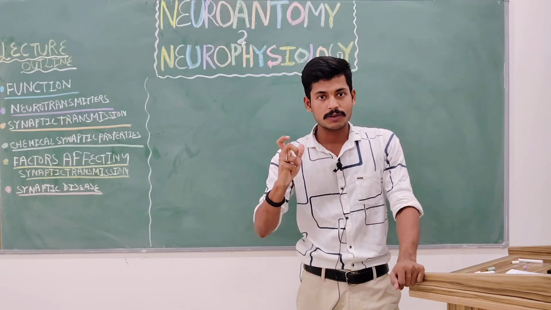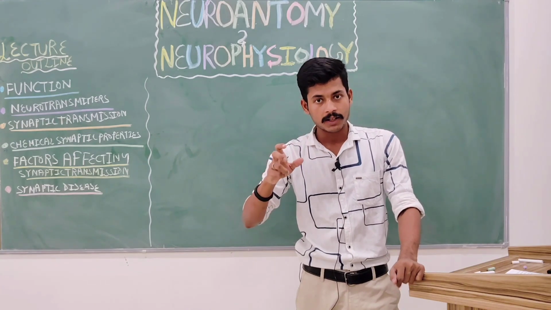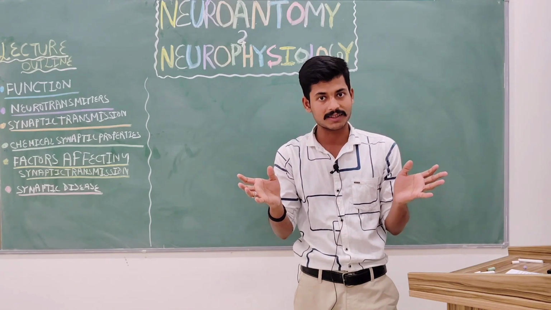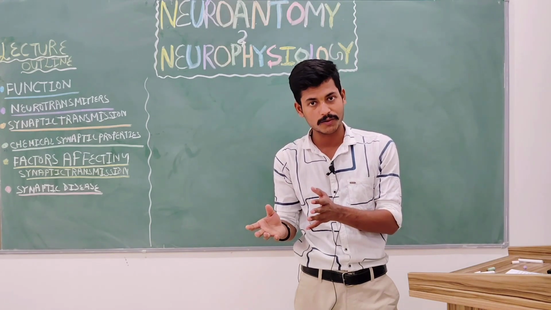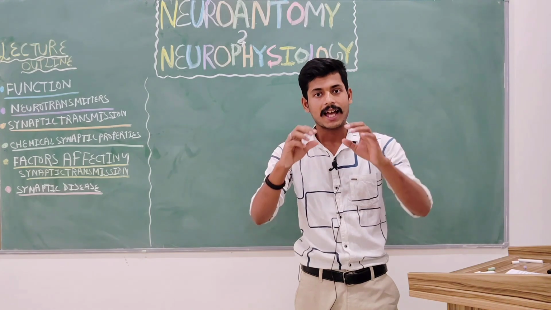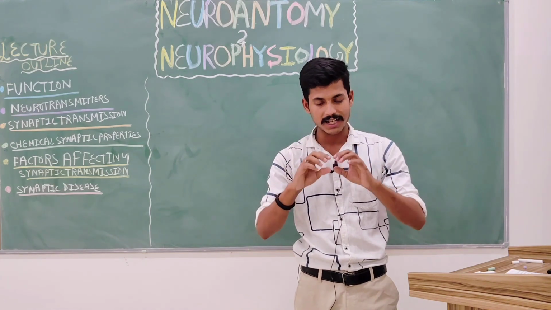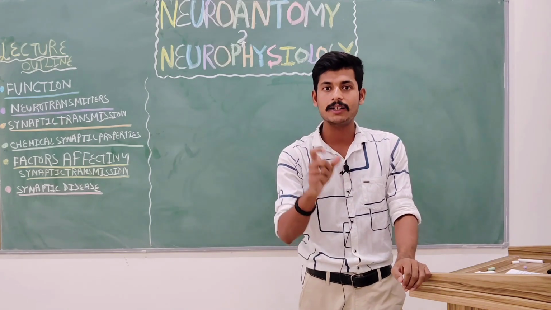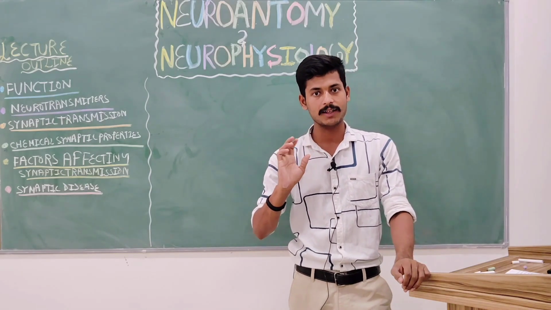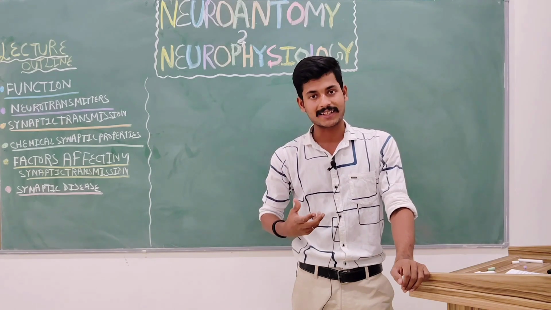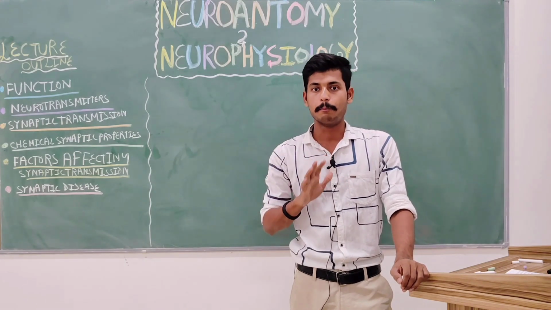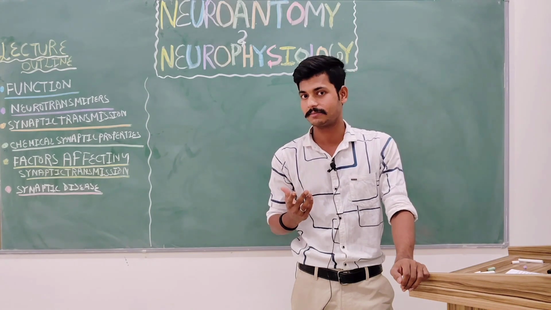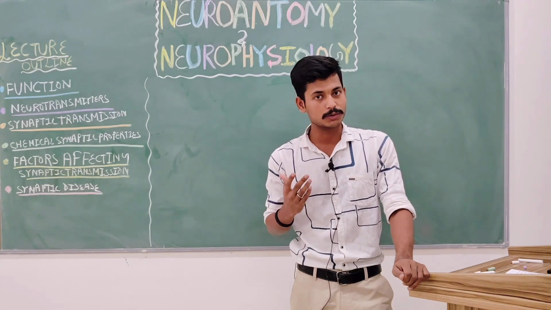If we talk about the function, after receiving an action potential, the vesicles rupture, and there is exocytosis of the neurotransmitter into the synaptic cleft. The neurotransmitters bind with their receptors and form the receptor neurotransmitter complex, and that will generate the action potential in the postsynaptic membrane. But till now we didn't understand the mechanism.